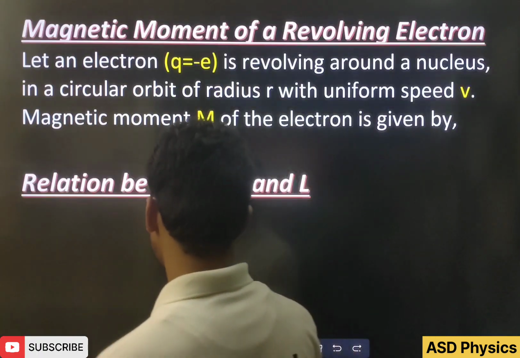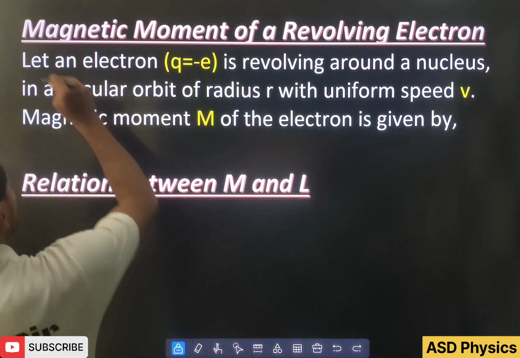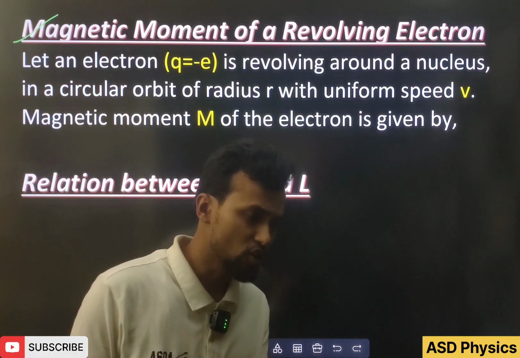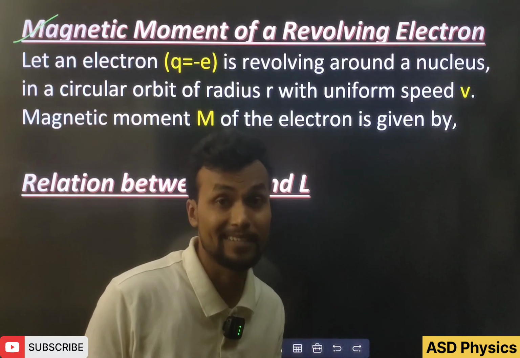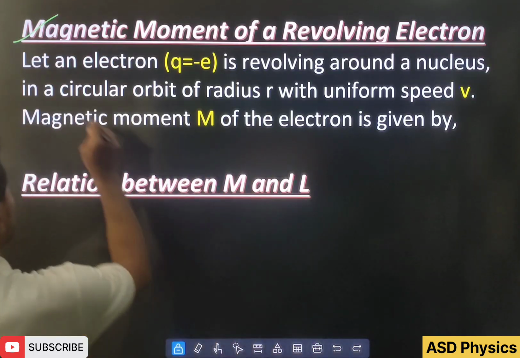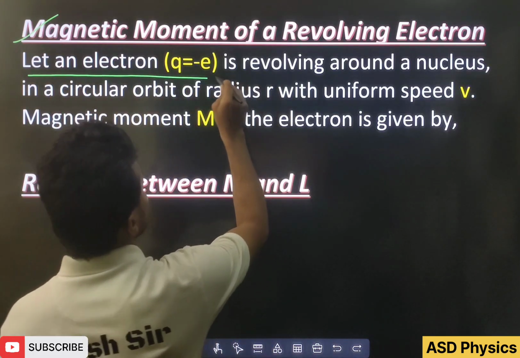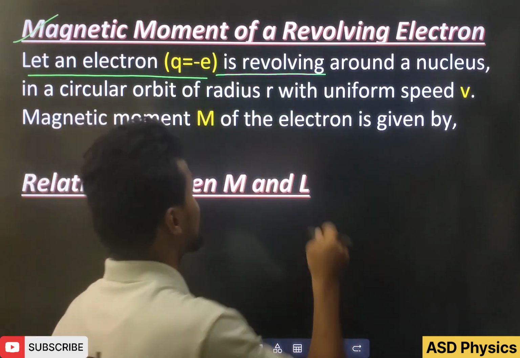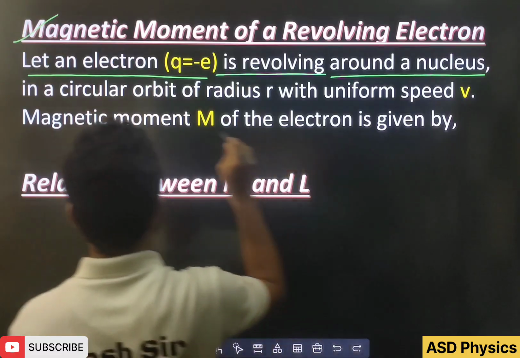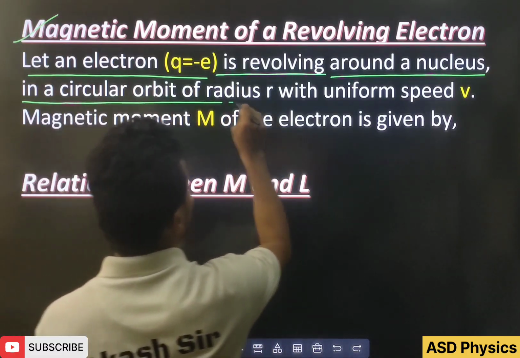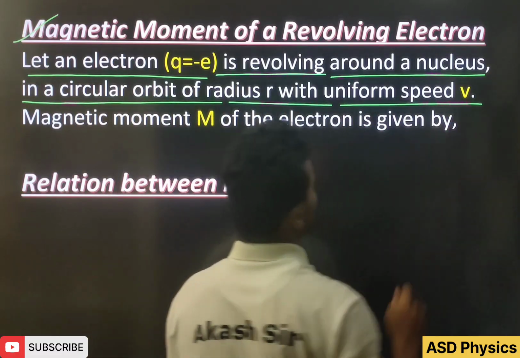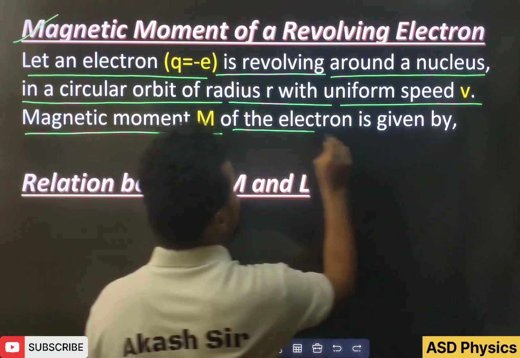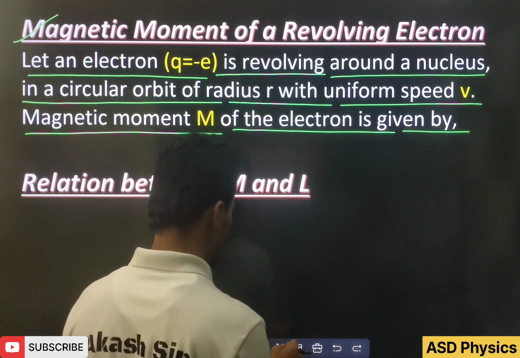After that we are going to see a very important topic. The topic is what? See, magnetic moment of a revolving electron. In short form, this is called atomic magnetization. Okay, see what is this? Let an electron, Q equal to minus e, because electron is having how much charge? Negative charge, is revolving around a nucleus in a circular orbit of radius r with uniform speed v. Magnetic moment capital M of the electron is given by, okay.